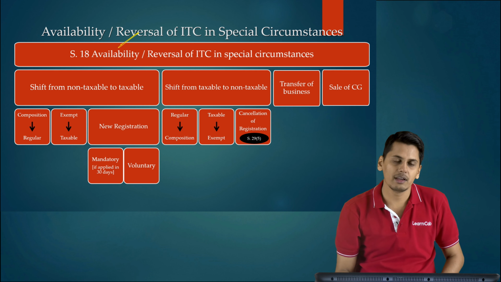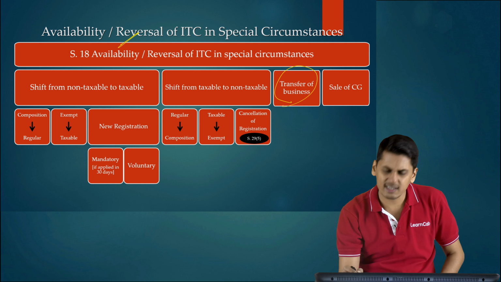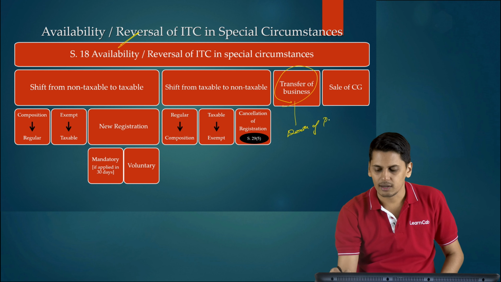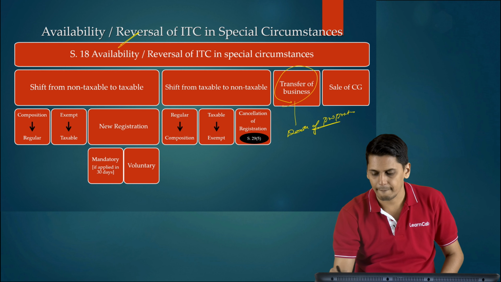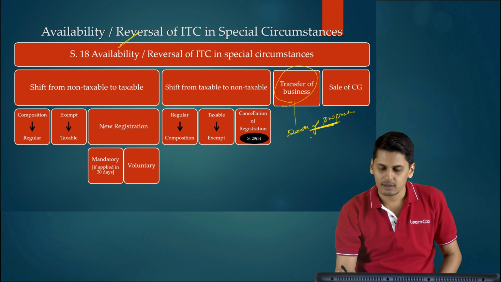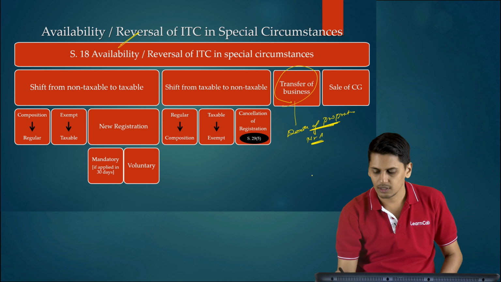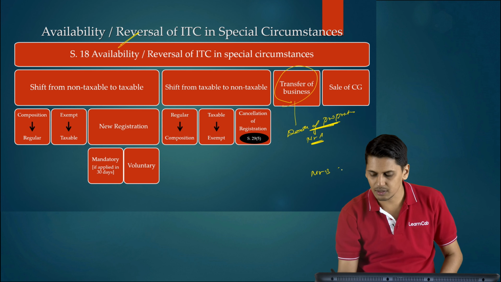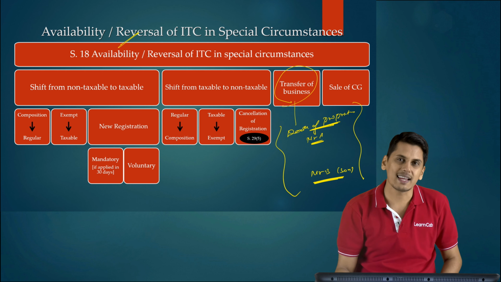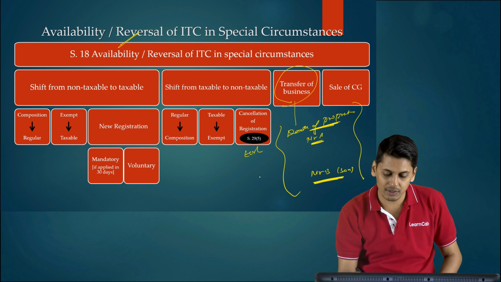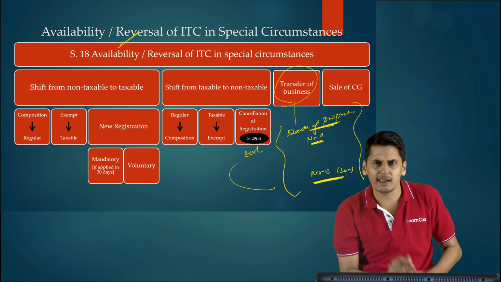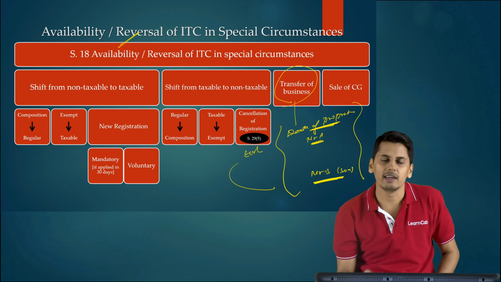Next point, again dealing with section 18, as regards this transfer of business is concerned. Now friends, let's suppose there is a case of death of the proprietor. Let's suppose Mr. A dies, and this business is going to be continued by Mr. B, who happens to be his son. Can you call this also as transfer of business, and can you transfer the balance lying in the electronic credit ledger of Mr. A to the electronic credit ledger of Mr. B? Can you call this a transfer of business in GST law?